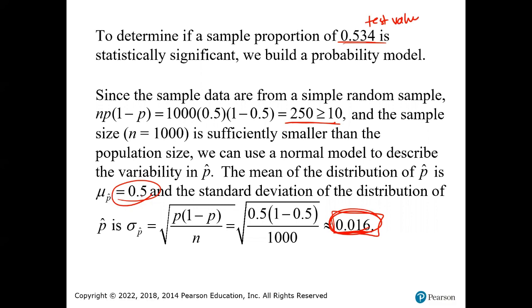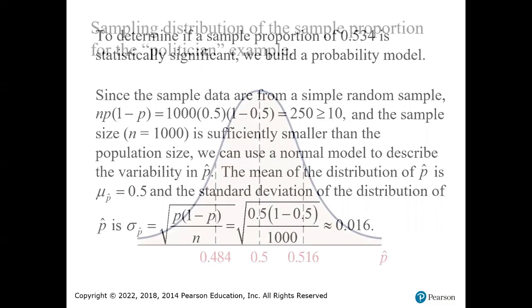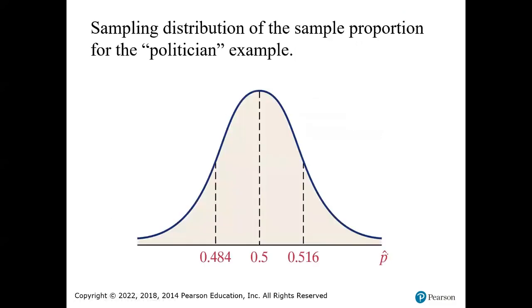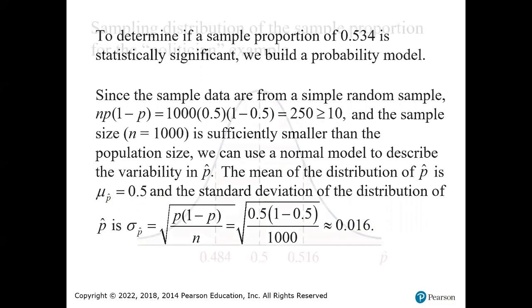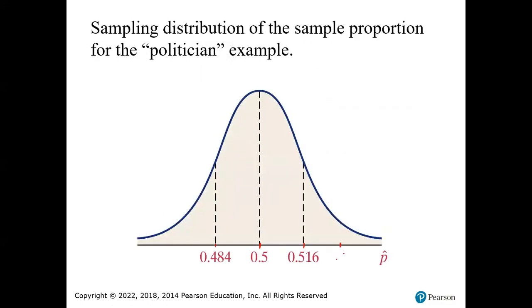The mean was our null hypothesis value, the 0.5. We want to determine if it is more than 0.5. So we would draw our normal curve. Here's our 0.5, following our standard deviations, and our value in question is 0.534. So that's over here. And we want to know, is this result unusual?